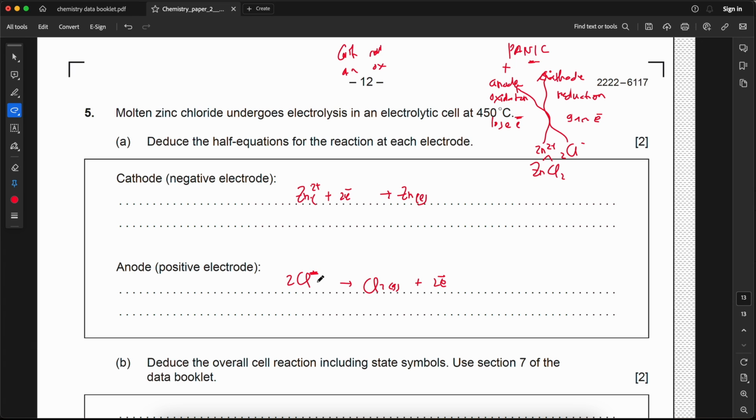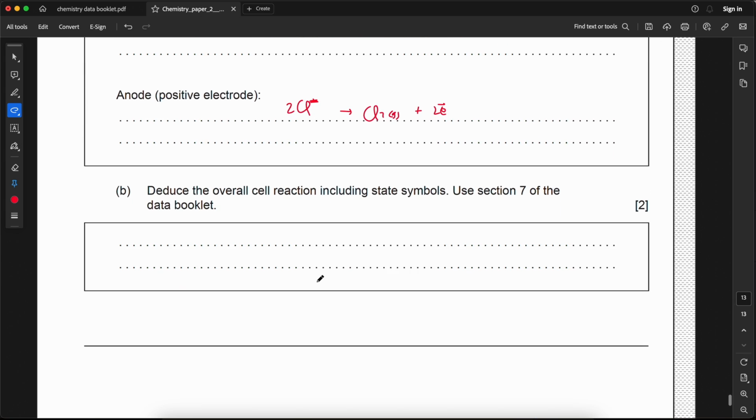All right. Deduce the overall cell reaction including state symbols. Use section 7 of the data booklet. So ZnCl2, it's a liquid, that produces Zn liquid as well, and chlorine gas. All right. So that's all for the explanation, chemistry paper 2, May 2022, time zone 2, standard level.